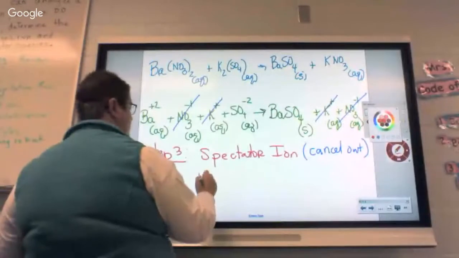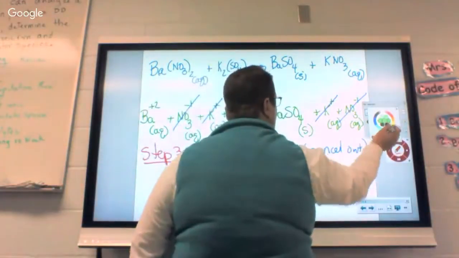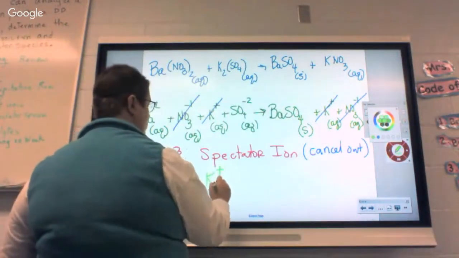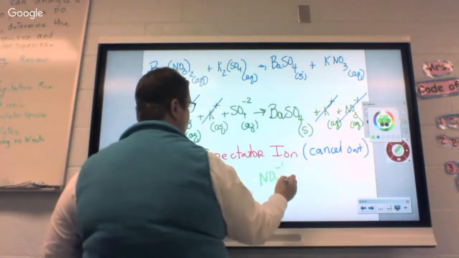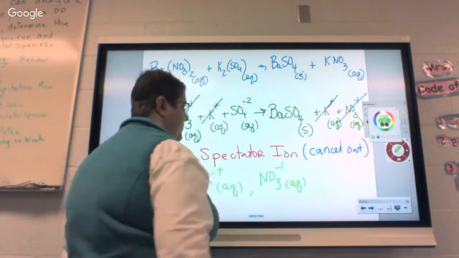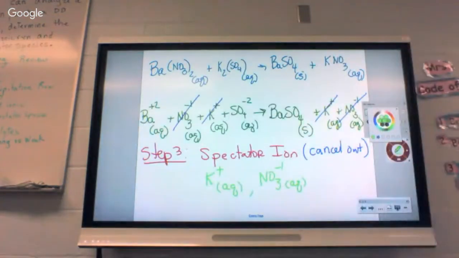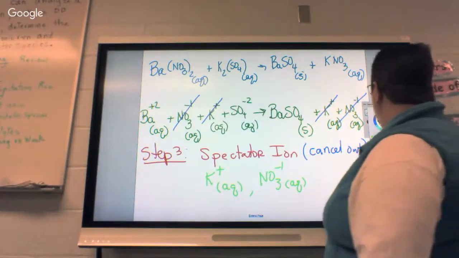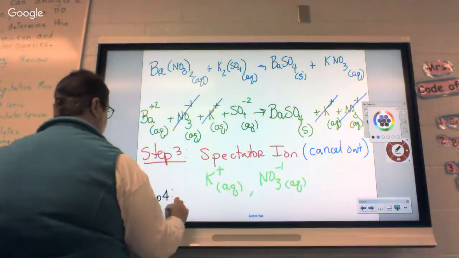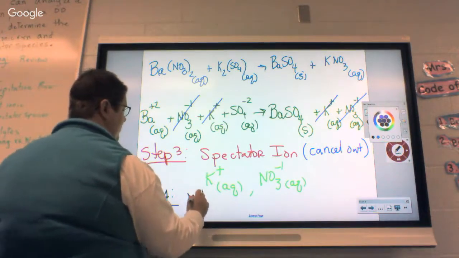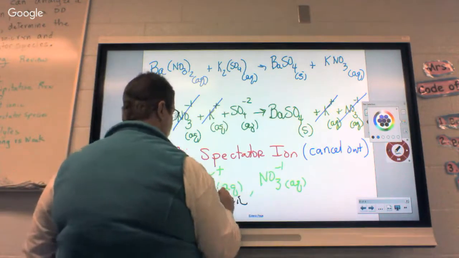So the spectator ions are K plus with an aqueous at the bottom, and NO3 minus 1 with an aqueous at the bottom. Now, notice I just put commas between those. There's no reaction there. We can't form anything. Those are just the things that cancel out. Now, step 4 is the net ionic reaction.